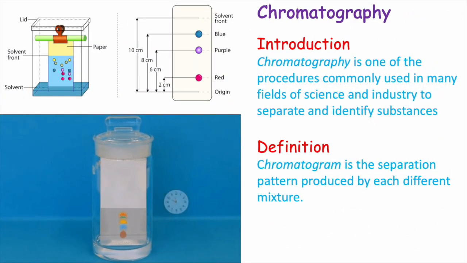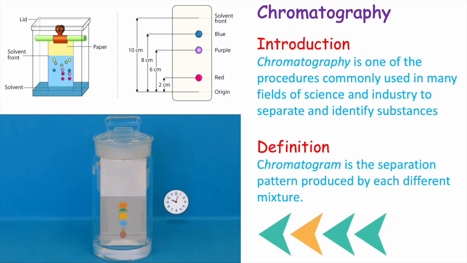Chromatography is one of the procedures commonly used in many fields of science and industry to separate and identify substances within a mixture. A chromatogram is the separation pattern produced by each different mixture. The mixture is placed onto a medium such as paper or chalk, which absorbs water, alcohol or other solvents.